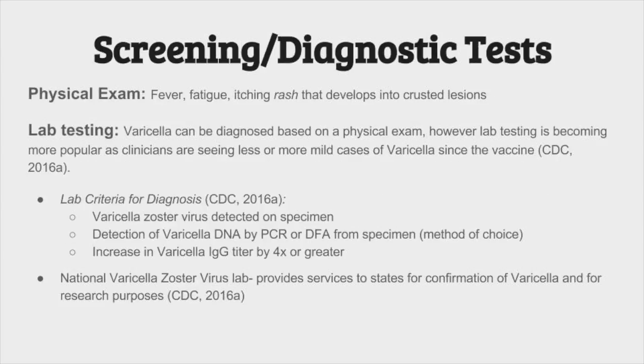Varicella can be clinically diagnosed based on a physical exam if the patient presents with fever, fatigue, and an itching rash that develops into crusted lesions. Because the incidence of varicella is decreasing, many providers may choose lab testing to diagnose varicella. According to the CDC, lab criteria for diagnosis includes one of the following: a varicella zoster virus detected on specimen, a detection of varicella DNA by PCR or DFA from specimen, this is the method of choice, or an increase in varicella IgG titer by 4 times or greater.